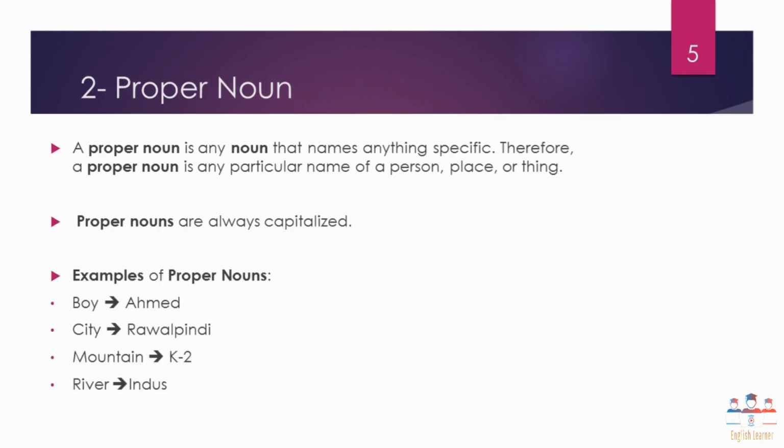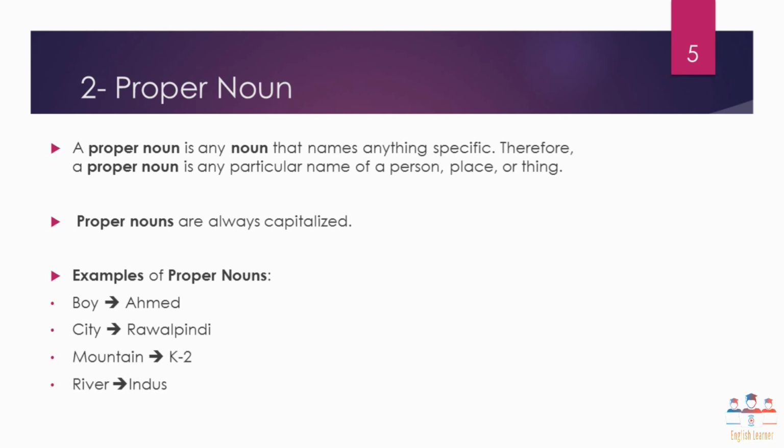The next type is a proper noun. A proper noun is any noun that names anything specific. Therefore, a proper noun is any particular name of a person, place, or thing. A proper noun should always be written with capital letters, either at the start of the sentence or anywhere in the middle of the sentence. An example of a proper noun: for a boy, Ahmad. Now in this example, Ahmad is a proper noun.